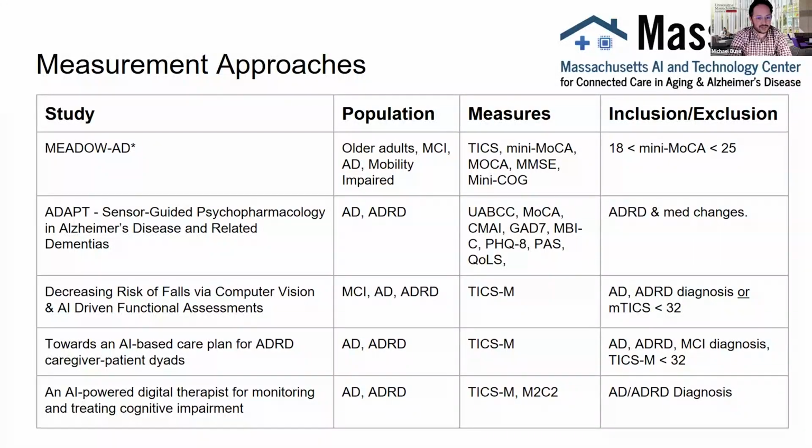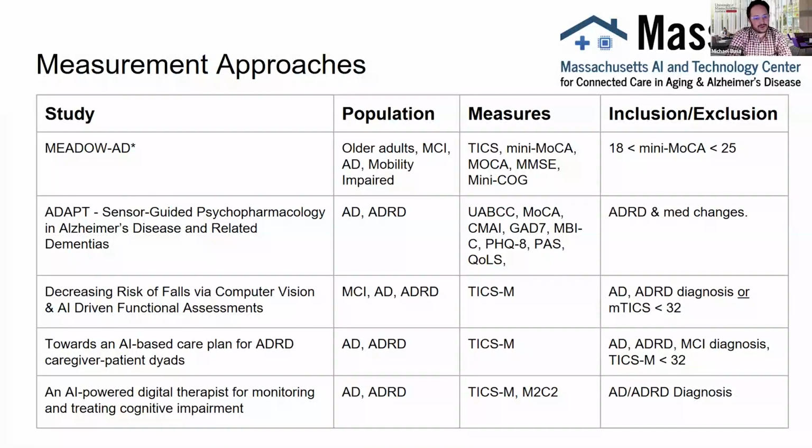The study that I'm going to talk about in more depth is this Meadow AD study, which was a year 1 AITC pilot. Originally the study was looking to recruit people with either diagnosed or undiagnosed MCI or Alzheimer's disease that fell into the mini MoCA range of 18 to 25, which is mildly cognitively impaired.